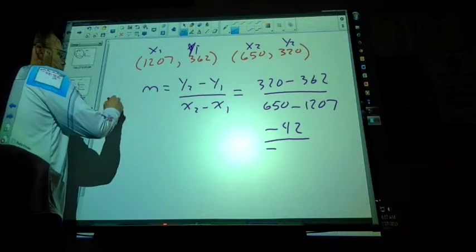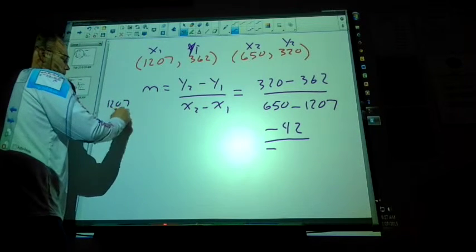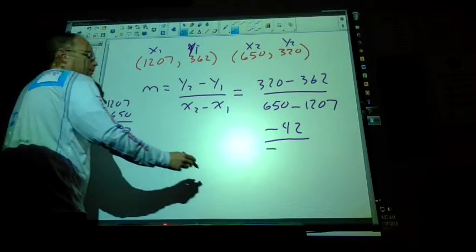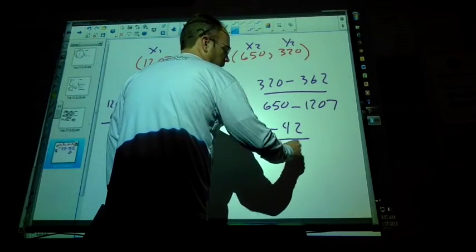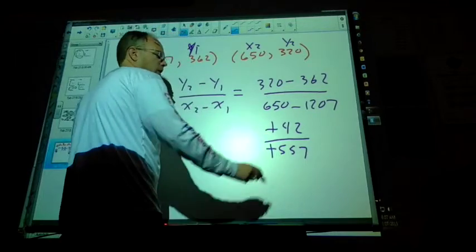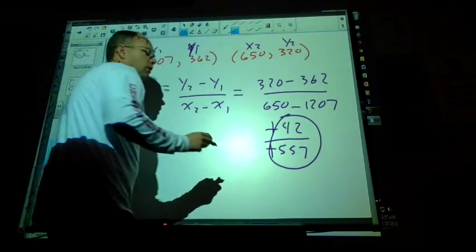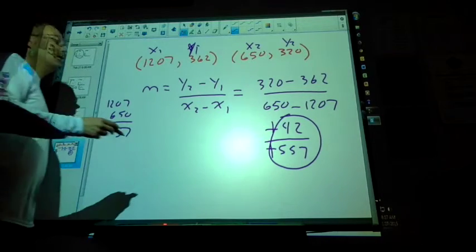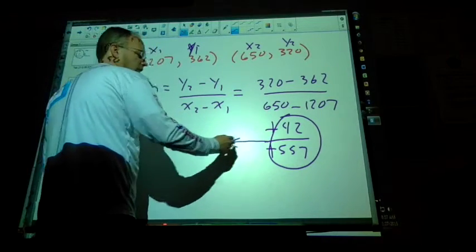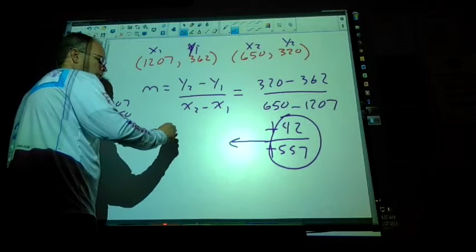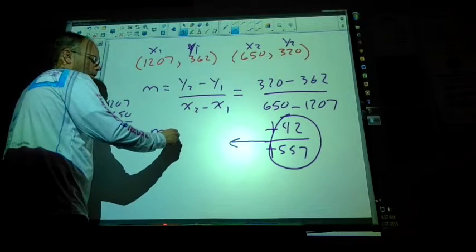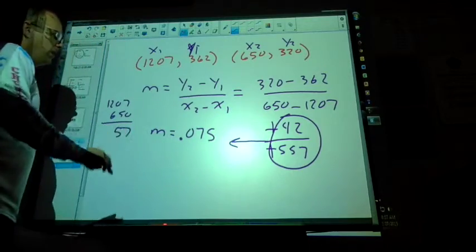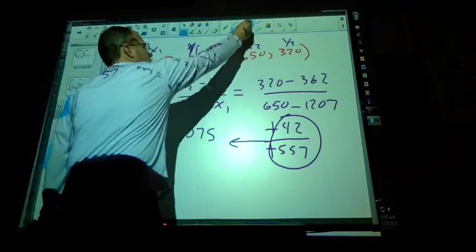Negative 557 on the bottom. So that's going to be positive. So here's my slope. Somebody on a calculator go 42 divided by 557. That's the slope as a fraction, but what would the slope be as a decimal? 3 decimals, please. 0.075.